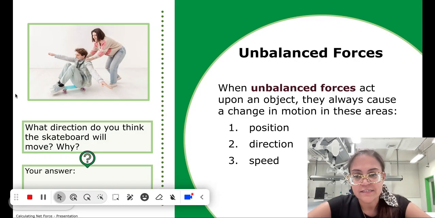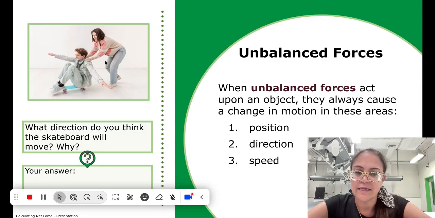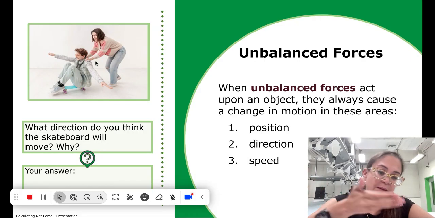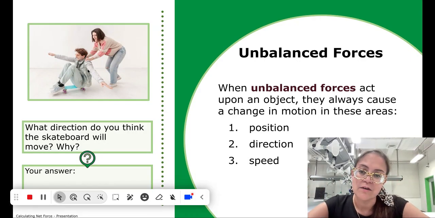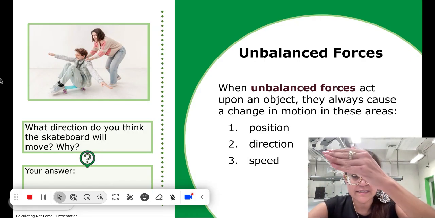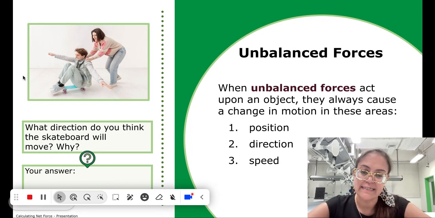He's going to move to the left because his friend is pushing him to the left, and there's nothing pushing him back to the right. So the force moving to the left is going to win, and that's the direction he's going to move.